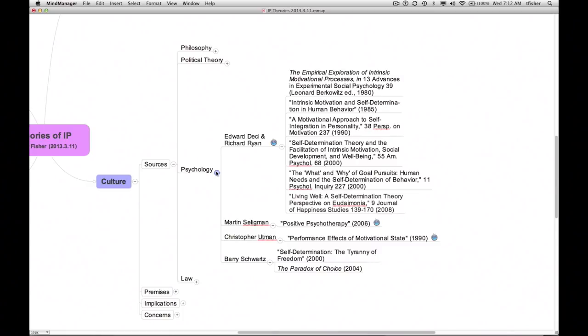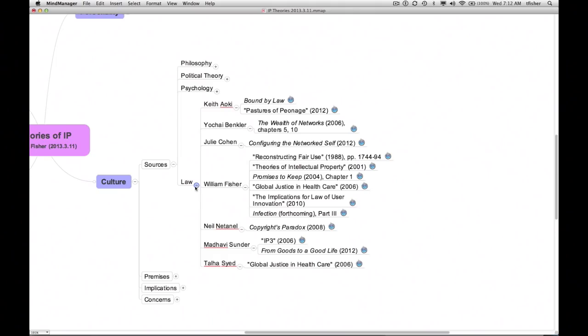Among legal scholars, and specifically among the subset of legal scholars who focus on intellectual property, important contributors include Keith Aoki, Yochai Benkler, Julie Cohen, Neil Netanel, Madhavi Sunder, and Tala Syed. Some of their works are listed in the map. If you're curious about their perspectives, follow the links. My own work in this area began with an essay I wrote on fair use in 1988 and has continued to guide my exploration of different dimensions of intellectual property ever since. Indeed, I find myself closer to this approach now than I did a decade ago.